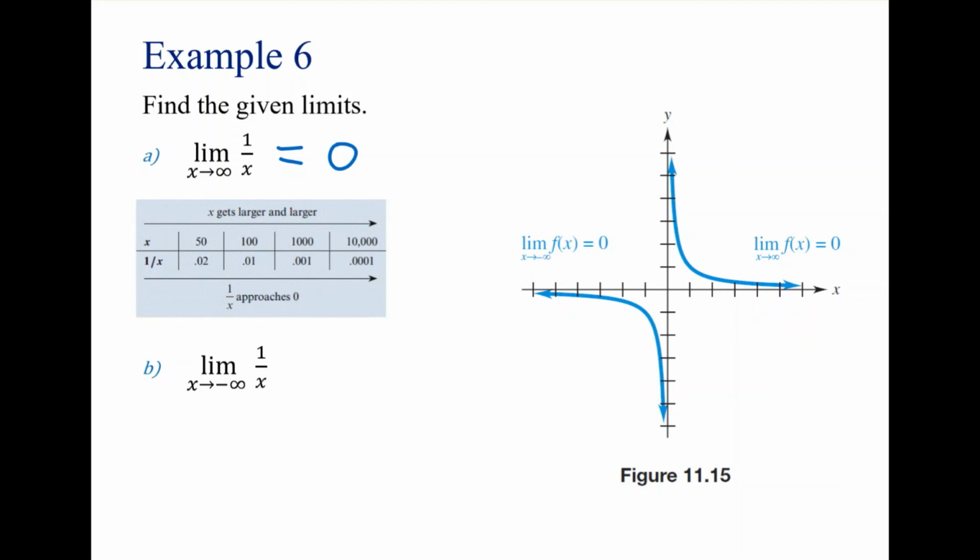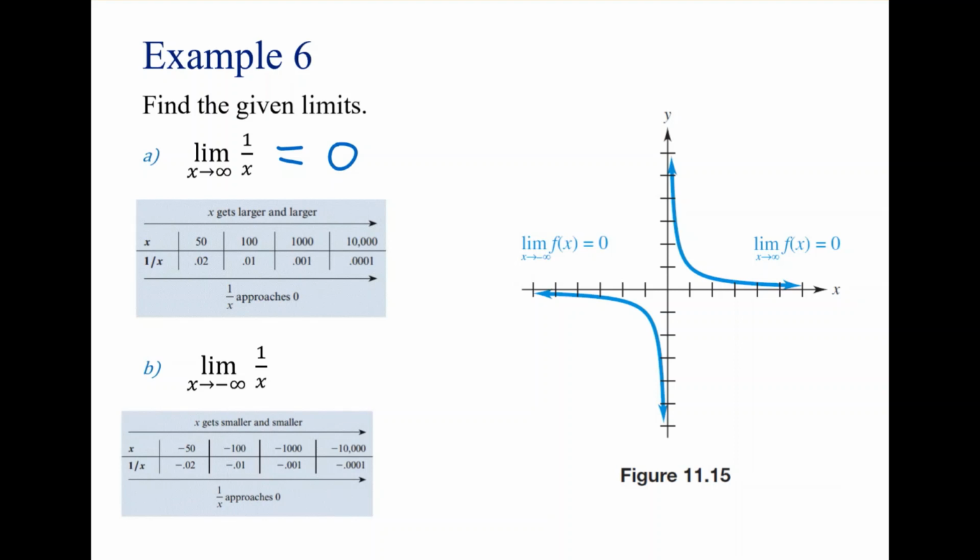Part B, the limit as x approaches negative infinity of 1 over x. So now instead of our x values getting larger, we're going to make them get smaller. So we're going to use negative values that are very large. You can use a table to find this limit. So one x value that we could use could be negative 50, and then negative 100, negative 1,000, negative 10,000.